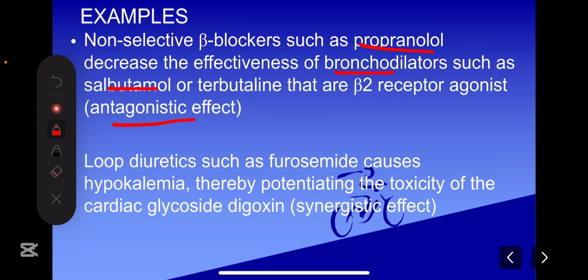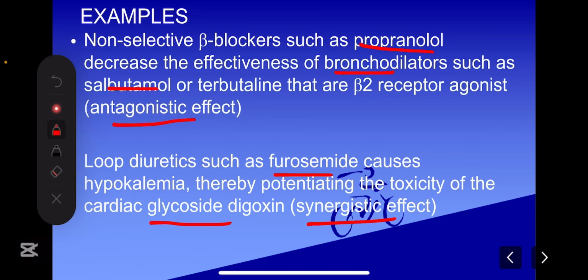Now another example. This one, we want to talk about synergistic effect. It potentiates the effect of another. Loop diuretics, for example furosemide, can actually potentiate the toxicity of cardiac glycoside, digoxin. How so? Digoxin causes hypokalemia. Now, you are giving somebody loop diuretics, which also causes hypokalemia. What are you doing to that toxic effect, that hypokalemic effect of digoxin? You are increasing it.